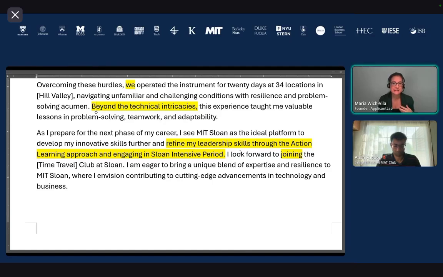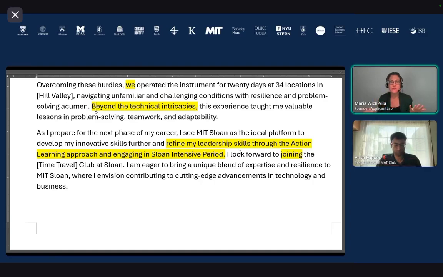Why is this suboptimal? Because the action learning approach is what MIT is famous for. And literally every student that goes to Sloan will benefit from the action learning approach and the Sloan intensive period. So this person has not said anything. Okay, here's a specific thing that Sloan offers that for me will be beneficial.